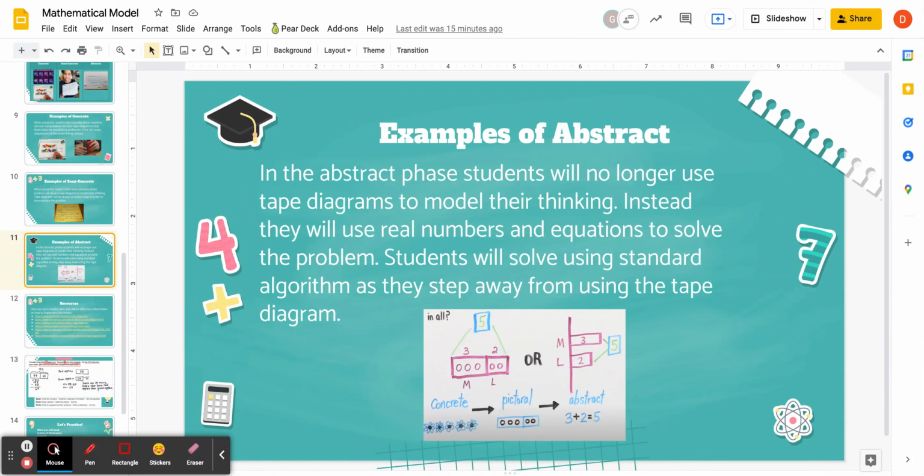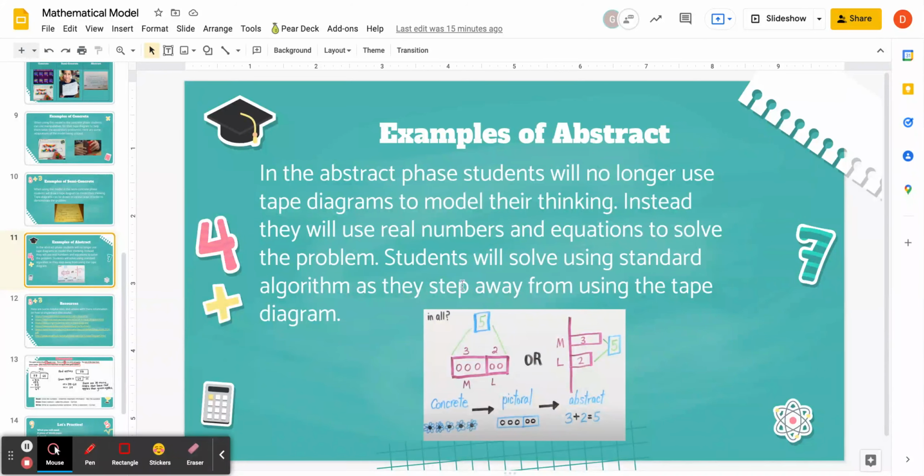And finally, the examples of abstract. In the abstract phase, students will no longer be using tape diagrams to model their thinking. Instead, they will use real numbers and equations to solve the problem. You can use standard algorithm as a step away from using a tape diagram.